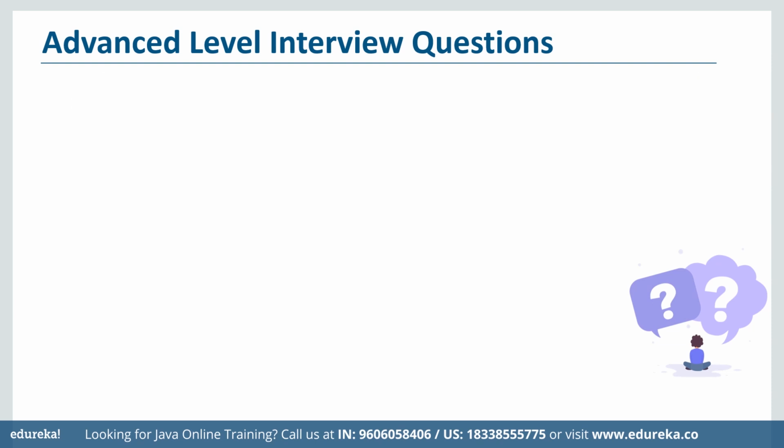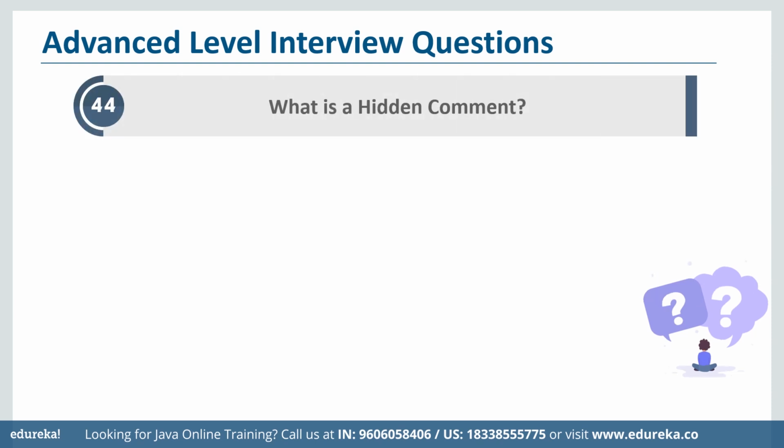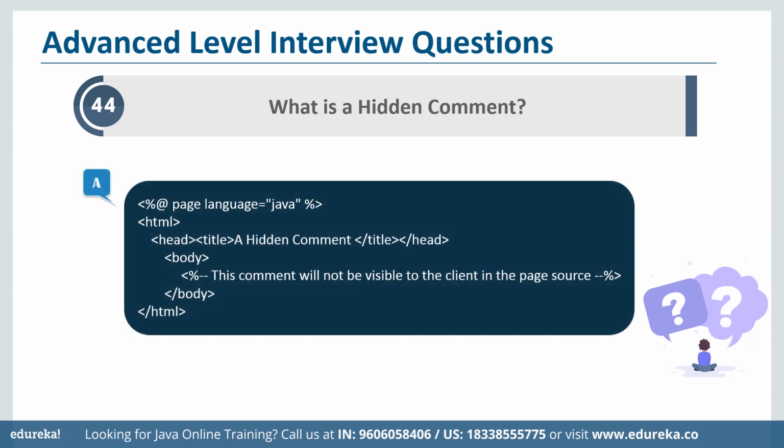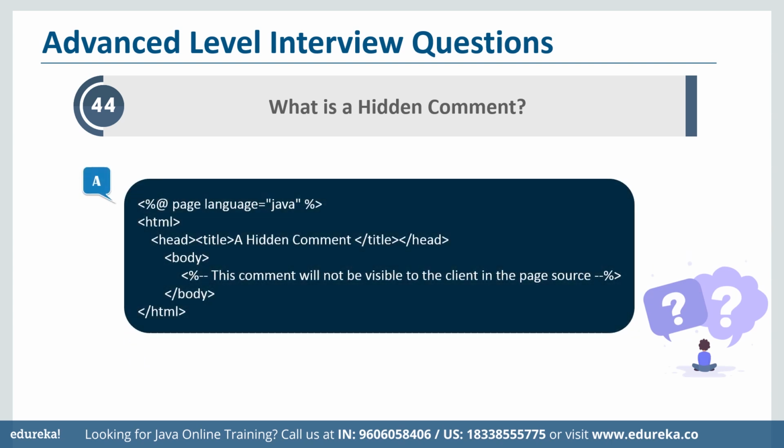Followed by this, we have our next question. What is a hidden comment? The answer is, the comment that documents the JSP page but is not sent to the client is known as the hidden comment. The JSP engine ignores a hidden comment and does not process any code within the hidden comment tags. A hidden comment is not sent to the client, either in the displayed JSP page or the HTML page source. The hidden comment is useful when you want to hide or comment out a part of your JSP page.